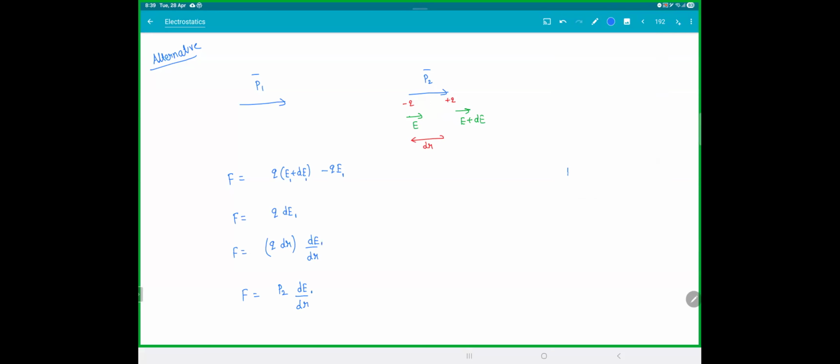And what is E? E is nothing but 2kp1 by r cube. You want dE by dr. That turns out to be minus 6kp1 by r power 4. Substitute here. Minus 6kp1p2 by r power 4. Faster?